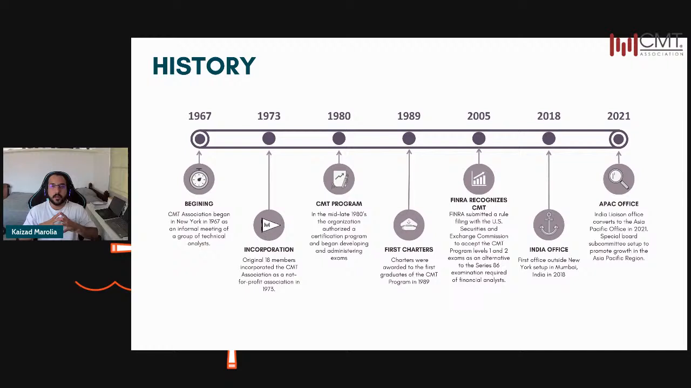In 2005, the FINRA authority, that's the Financial Industry Regulatory Authority, submitted a rule filing with the US Securities and Exchange Commission to accept CMT programs level 1 and level 2 as an alternative to their Series 86 exam. What this means is anyone who's passed level 2 is exempt from the Series 86 examination that is required for financial analysts in the market. Eventually, we grew globally, and the first office outside of New York was set up in Mumbai, India. This was initially set up as a liaison office, and because of our expansion in the subcontinent region, the India office then grew into the Asia Pacific headquarters based out of Mumbai. And a special board subcommittee was also set up to promote the growth in this region as well.